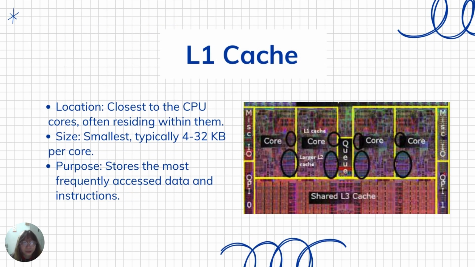Usually we have 3 levels of cache. The level 1 cache will be closest to the CPU core and often reside within them, and it has the smallest size, typically from 4 to 32 kilobytes per core, and this is used to store the most frequently accessed data and instructions.